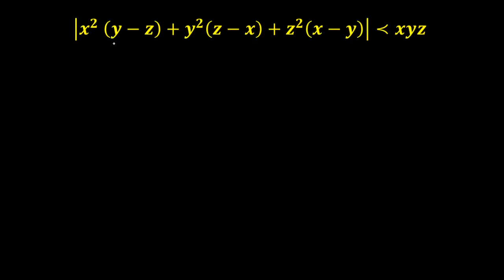So here x, y and z are the sides of the triangle, so this argument is given. Basically this is a product of three terms. Now it is not visible, but I'll show you how.